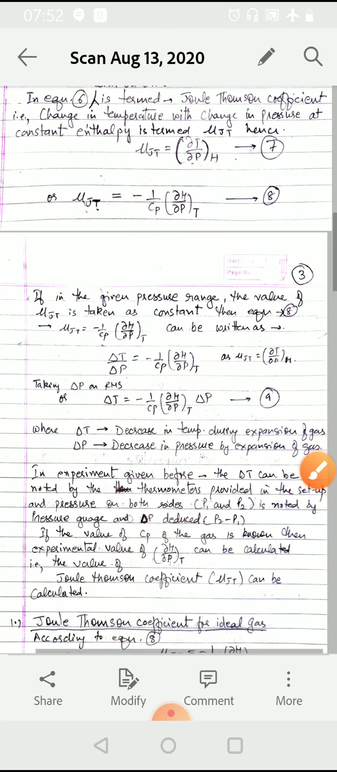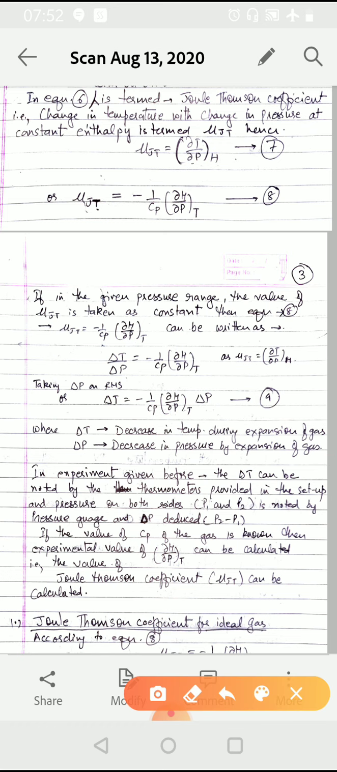Now if in the given pressure range the value of μJT is taken as constant, then the equation can be written as ΔT/ΔP = -(1/Cp)(∂H/∂P)T. Taking ΔP on the right hand side, the equation becomes ΔT = -(1/Cp)(∂H/∂P)T ΔP, where ΔT is the change in temperature during expansion of the gas and ΔP is the change in pressure during expansion of the gas.